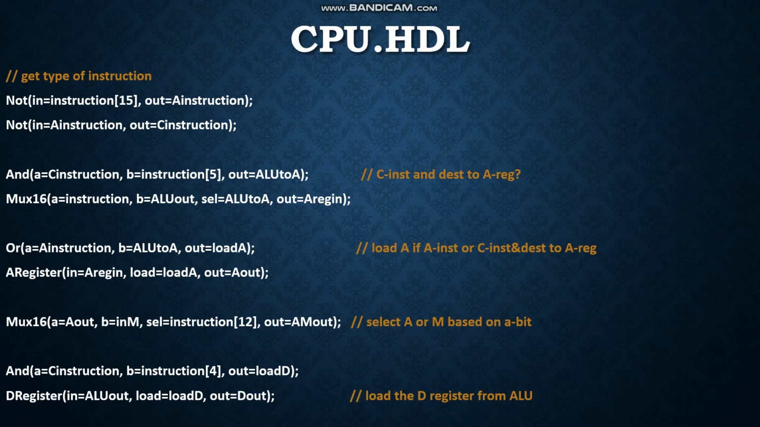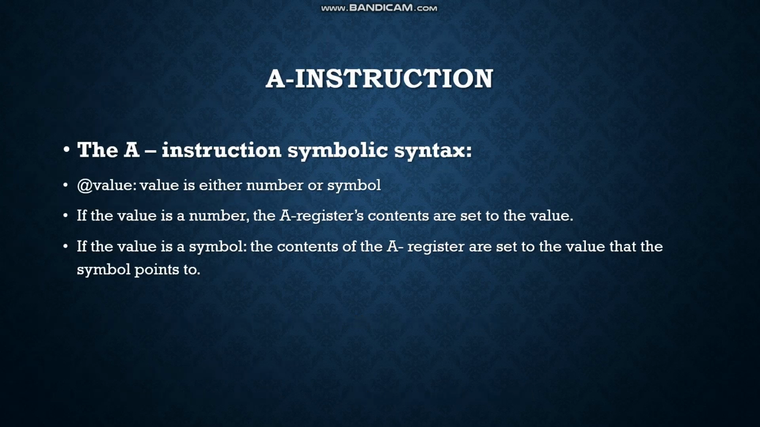Now this is the first part of the section in the CPU HDL code. We have now four different gates available in this: the AND gate, OR gate, Mux16, and the D register and A registers. So these gates allow the CPU to function and perform specific operations. So first, there are two types of instruction coming into the CPU from the instruction memory. These are the C and A instruction.